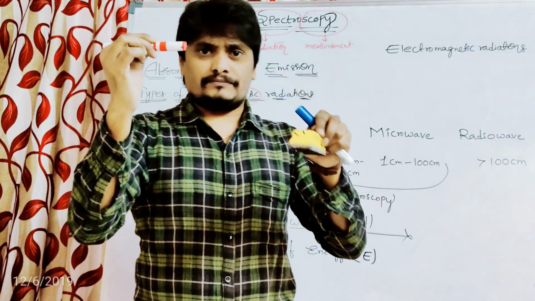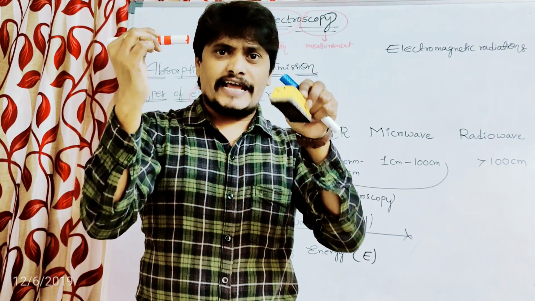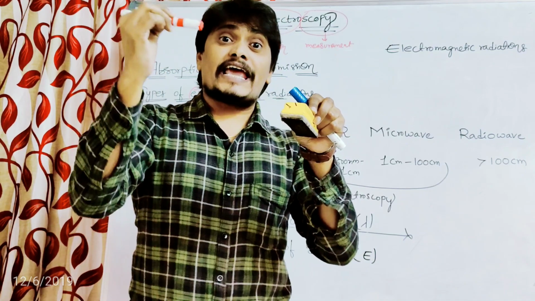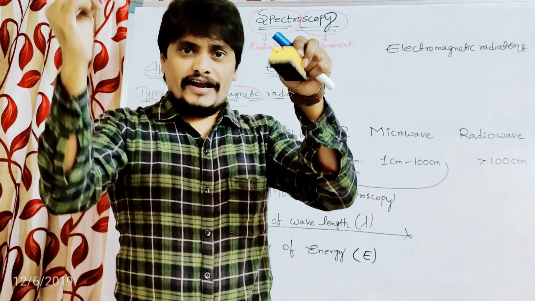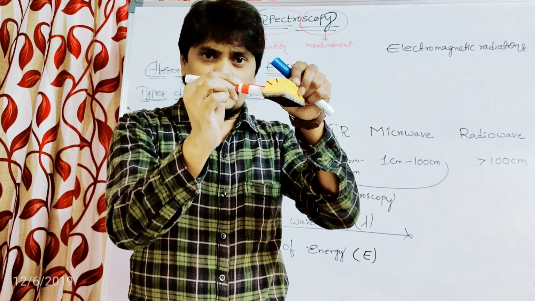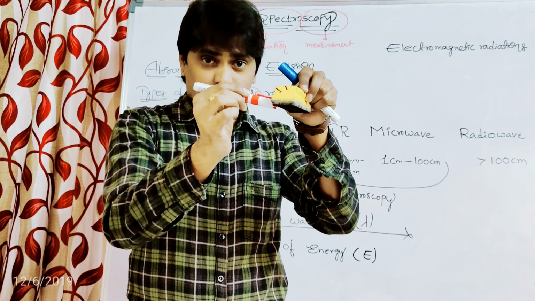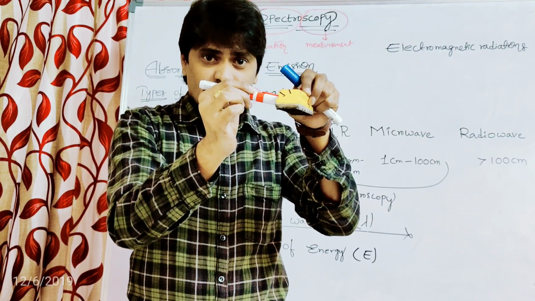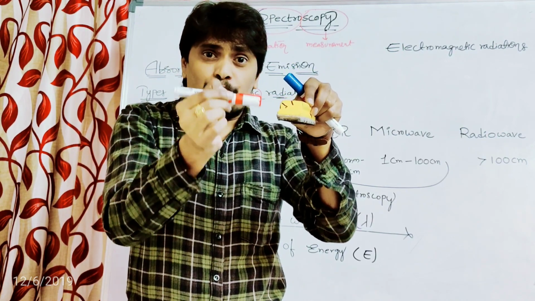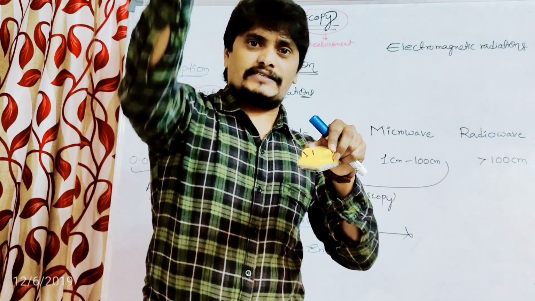Now, this interaction of electromagnetic radiations and matter takes place in two ways. The first one is absorption and the second one is emission. Whenever the electromagnetic radiation interacts with the matter, because the matter is comprised of atoms, the electrons which are part of the atom will jump from ground state to excited state.